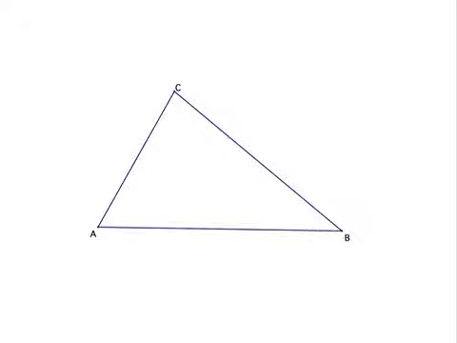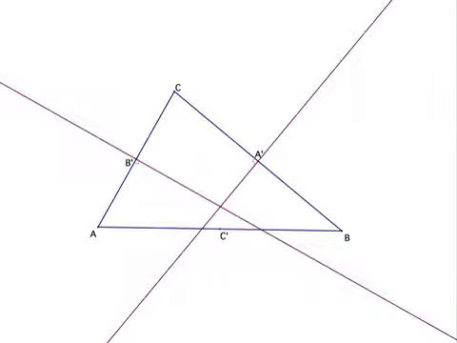Consider a triangle ABC with the midpoints of the sides labeled A', B', and C' as shown. If we draw the perpendicular bisectors of the sides at A' and B', they intersect at a point. If the third perpendicular bisector is drawn, will it also contain this point? The answer is yes. The three perpendicular bisectors are indeed concurrent.